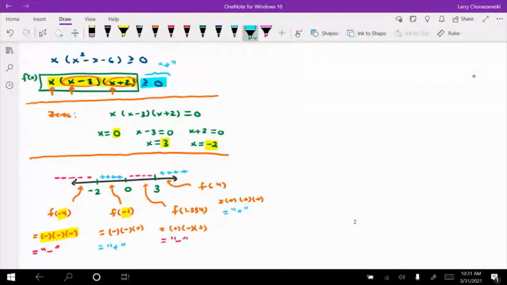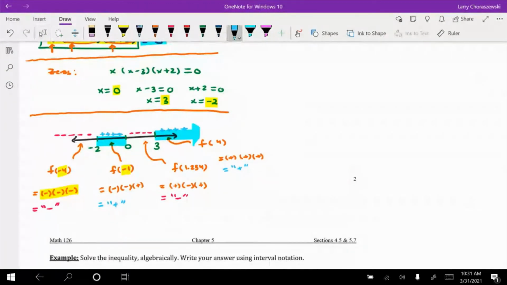So here comes a visual of our solutions, -2 to 0 and 3 to infinity, which is why we'll have to use interval notation, -2 comma 0. Anybody want to tell me why I'm bracketing -2 and 0 as well as 3?